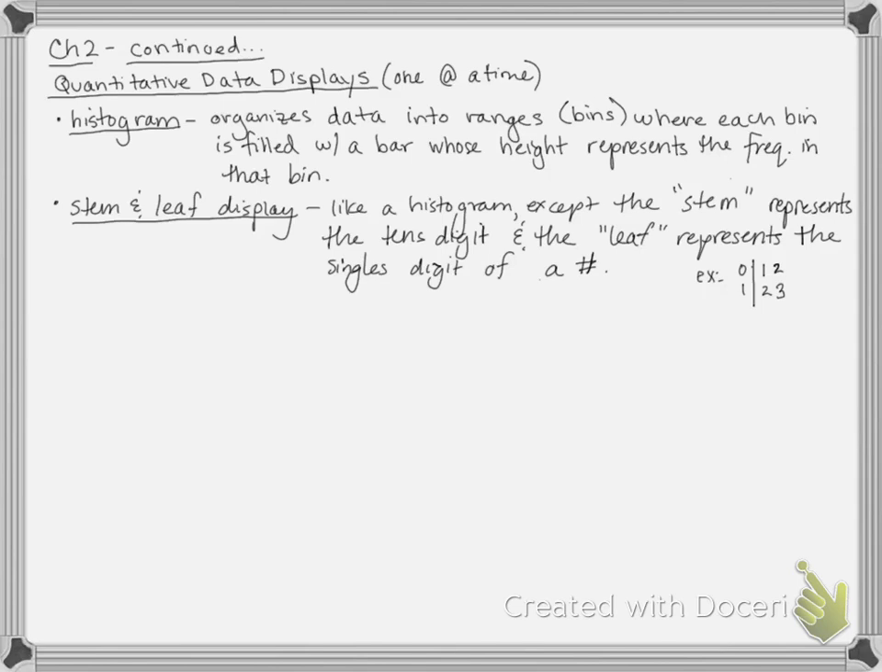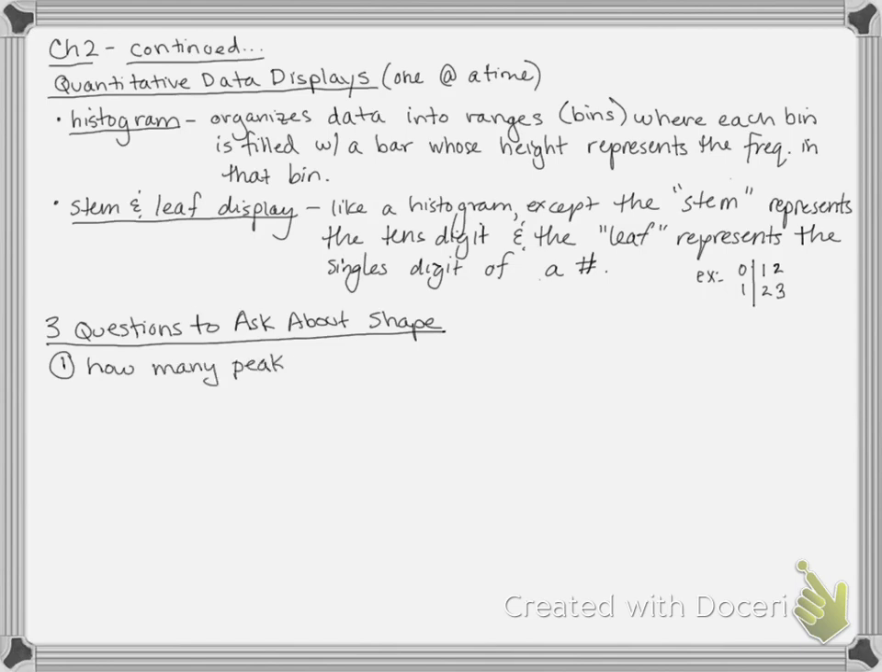So all of these quantitative data displays can be described in the same way. There are 3 questions to ask about, let's call it, the shape of your picture. The first is, how many peaks does it have? So this would be like bumps. How many peaks does the picture have?